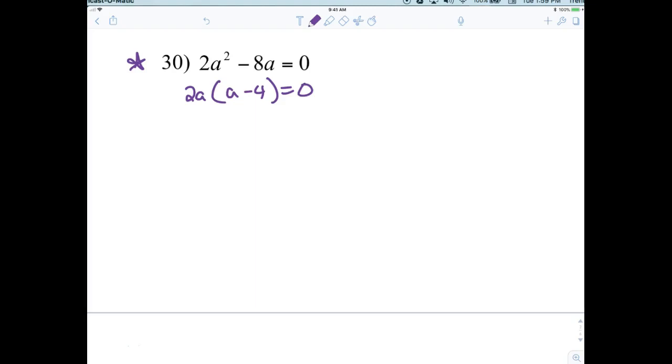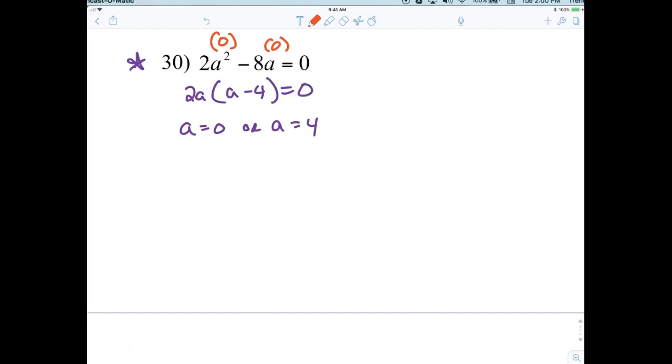And now when I do that, you set them equal to 0. So of course, a is 0 or a is 4. Now let me make sure 0 makes sense to you guys. Look, if I let a be 0, 2 times 0 squared minus 8 times 0, obviously that is 0. All right, does everybody see what I'm saying on that now? Don't be confused by the fact that a was 0.